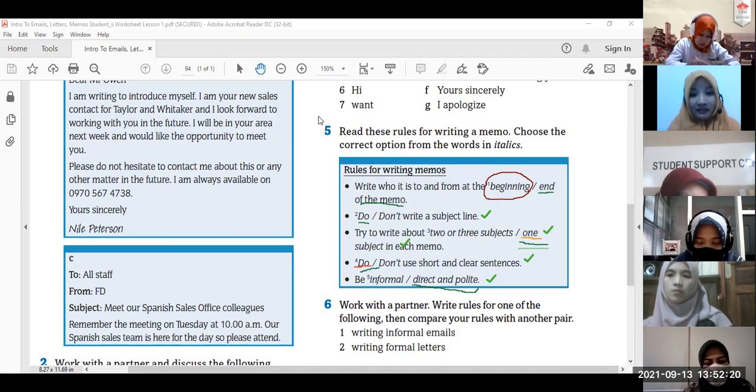Any questions about the writing rules of a memo? These are the rules of making a memo. It's very short, clear, and direct. Any questions about the rules of memo? Or shall we continue?